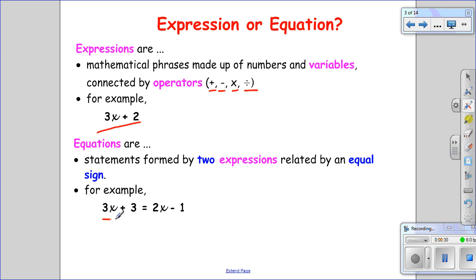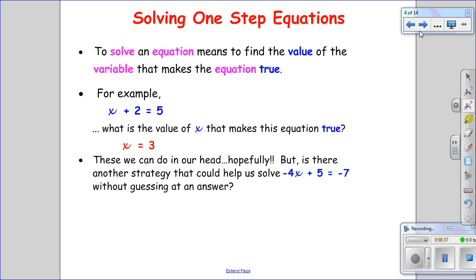So if you look at this, we have an expression on the left, an expression on the right, and an equal sign in between. Solving equations talks about how we find the value of a variable that makes the equation true. So if I look at the equation, x plus 2 is 5, I can intuitively know that 3 plus 2 is 5, so x has to have a value of 3. However, when I look at an equation like negative 4x plus 5 equals negative 7, it's no longer that simple.